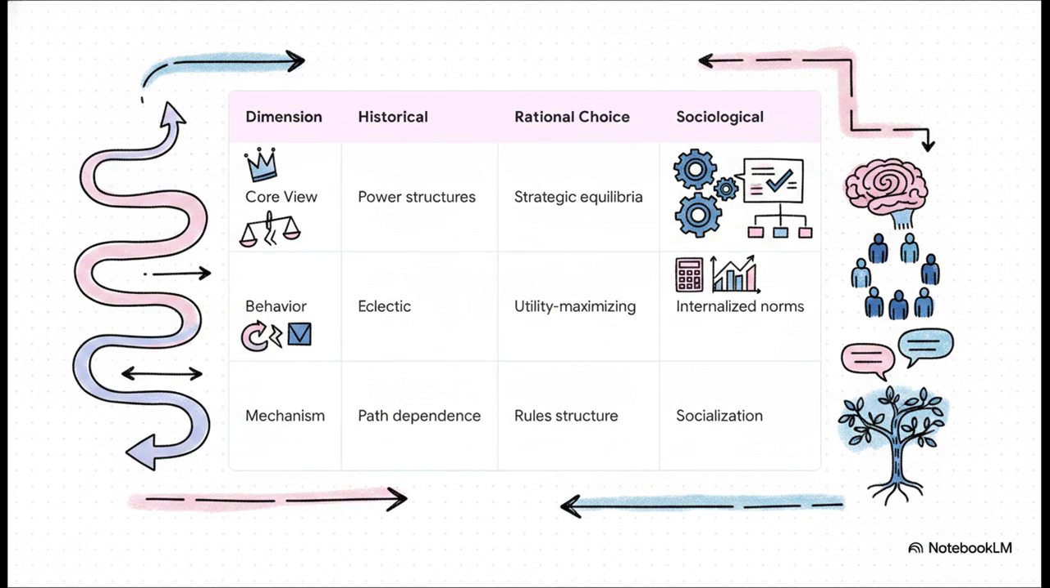How does change actually happen? For historical, it's all about path dependence and the timing of events. For rational choice, behavior changes only when the incentive structures change. And for sociological, behavior shifts through socialization and the sharing of cognitive templates. If you can grasp this table, you grasp the foundational debates of modern comparative politics.